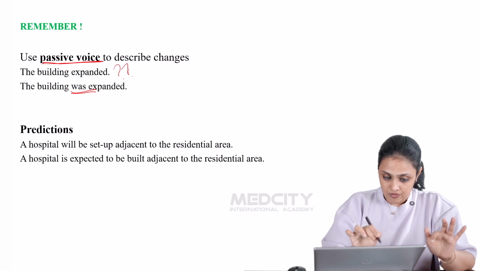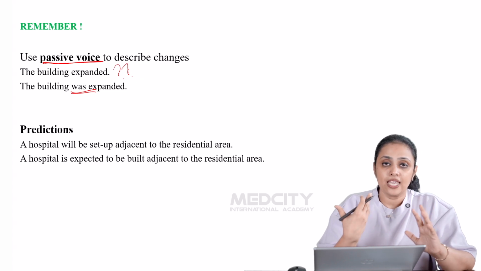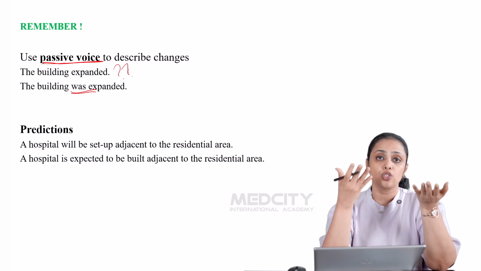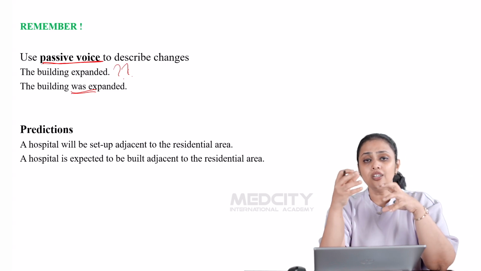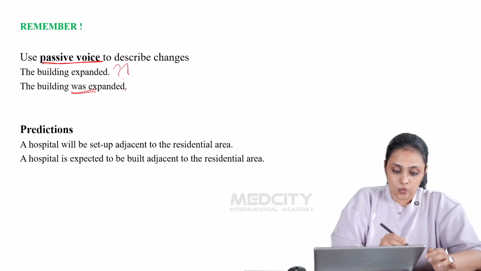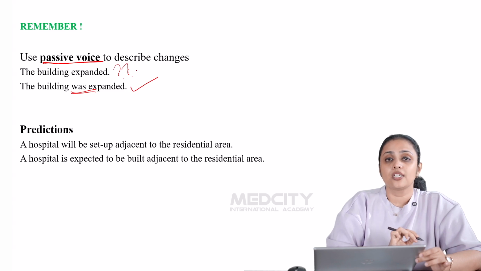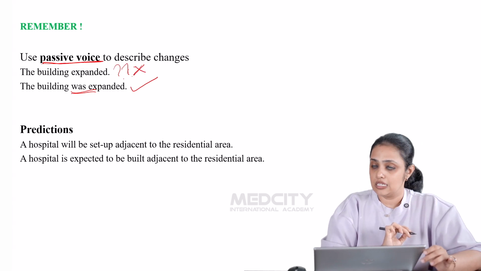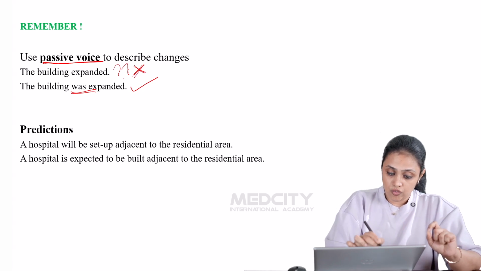So when it comes to maps, all these changes, whether it be expansion or removal, whether it be buildings, vegetation, transport or leisure, none of them can change by themselves. So we will always follow this passive sentence construction to describe changes. Active voice sentences are completely wrong. So you should always go for passive voice.